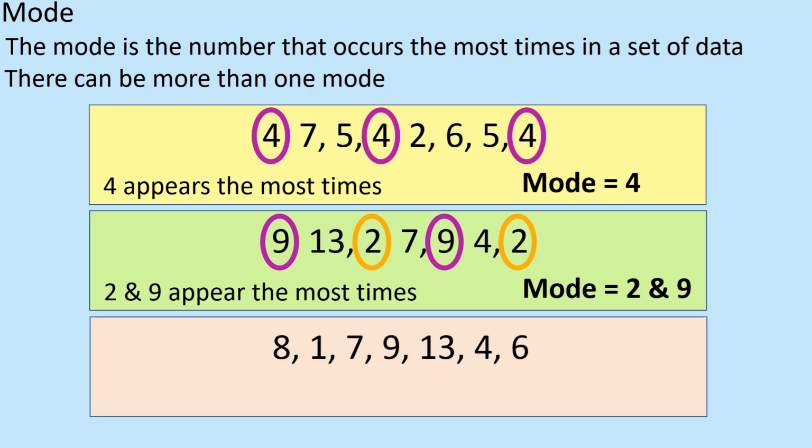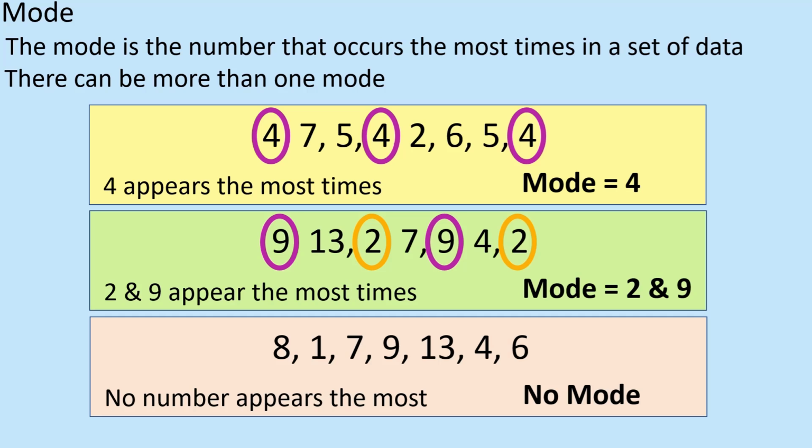And then if I look at this set of data, well, I've got 8, 1, 7, 9, 13, 4 and 6, and there is no value which appears more than anything else. So rather than listing the whole lot, we would simply say that there is no mode. So that is the mode. Most common, there can be just one value, there can be more than one value, or of course if there isn't anything that stands out, then there is no mode.